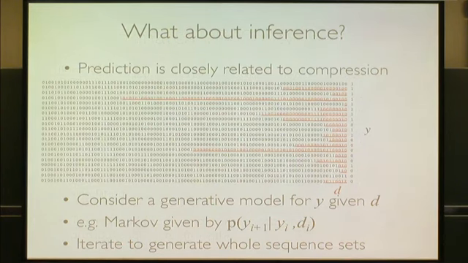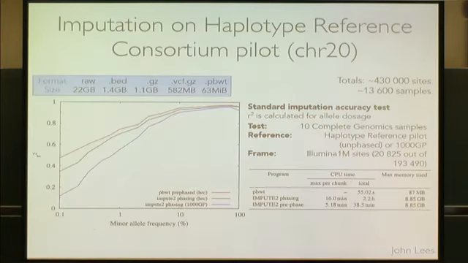So what about inference? That's all about compression and matching. Well, we've used this fact that we're predicting the next value to give us our compression, and we can actually think of a generative model. We can think of this probabilistically as predicting y given the degree of match to the previous sequence. And we can use this in an inference framework for imputation and phasing and so on. We've now been implementing this for imputation and exploring different strategies for phasing.